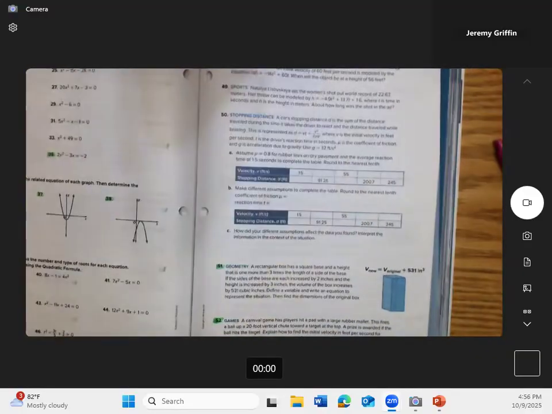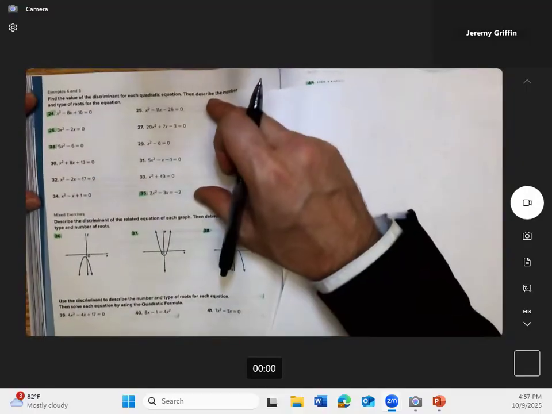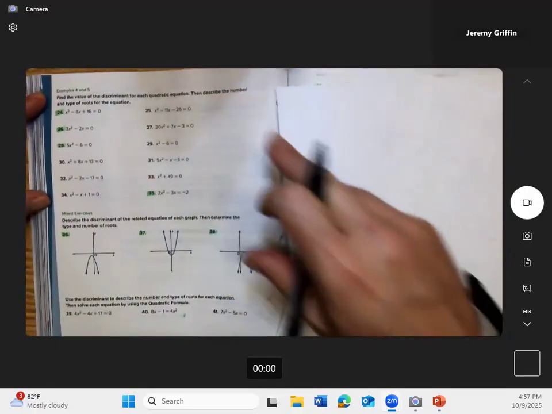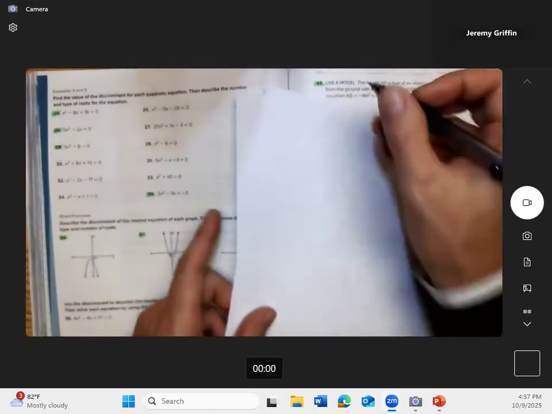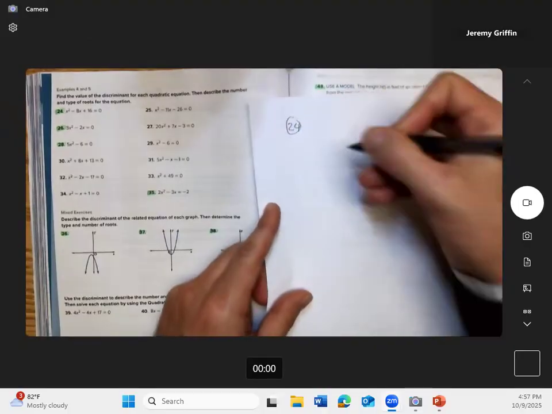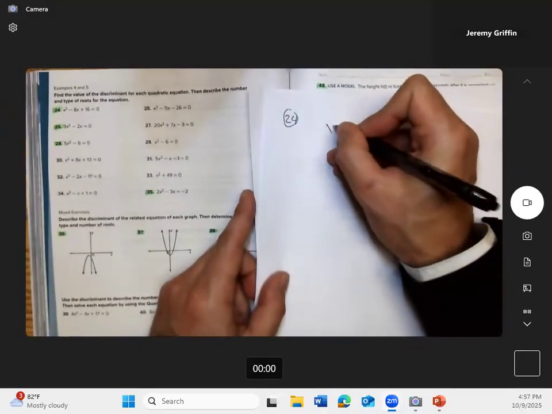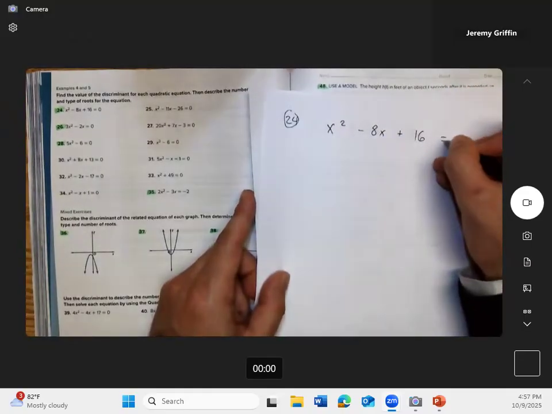Okay. So let's see here. Find the value of the discriminant and then describe the number of roots. All right, so this one they aren't even saying solve. They just want to say, can you identify the meaning of the discriminant? So x squared minus 8x plus 16 equals 0.